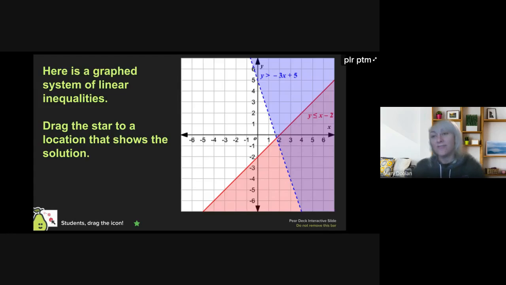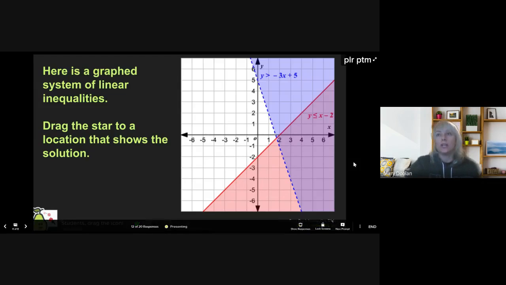Now, just because there's an infinite amount does not mean everything works. There's only a certain area that would show you where the solutions are. So which area should you drag your star? Is it in the white? Is it in the blue? Is it in the purple? Is it in the red?